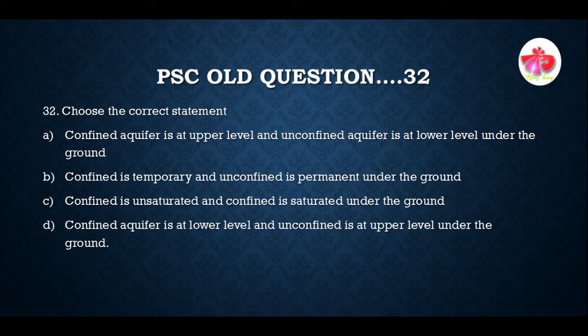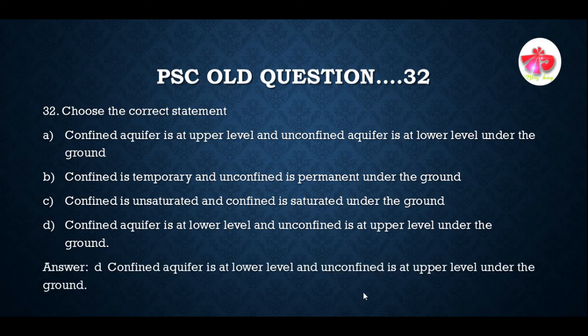So friends, the correct statement is option D, that is confined aquifer is at lower level and the unconfined aquifer is at upper level under the ground. So option D will be our correct answer. Confined aquifer is at lower level and unconfined is at upper level under the ground.